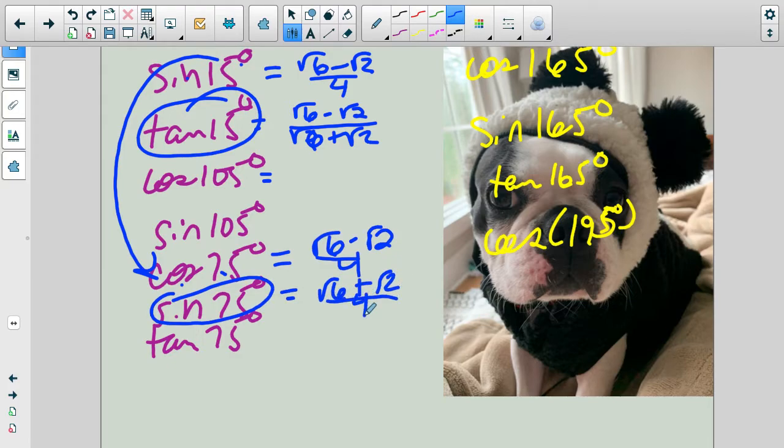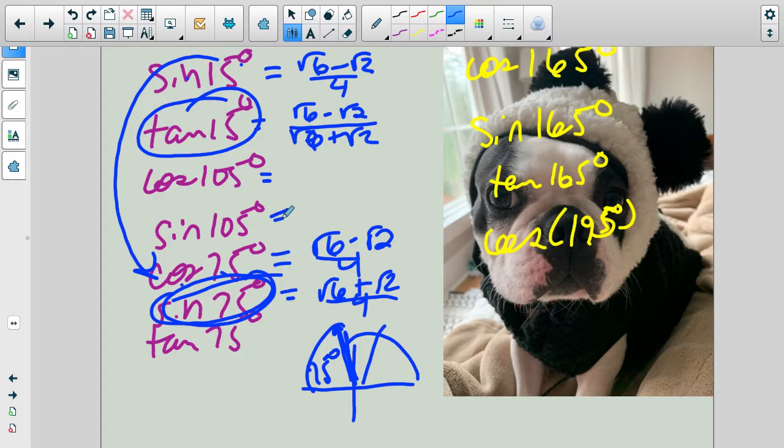Now let's talk about the 105s, okay? 105 degrees is right here. Please watch. It'll help you a lot. 105 degrees is right here. It is a 75 degree reference angle. So if you already have found somewhere on your page the sine of 75, then you also know the sine of 105, which is not up here. Oh, these are the same.